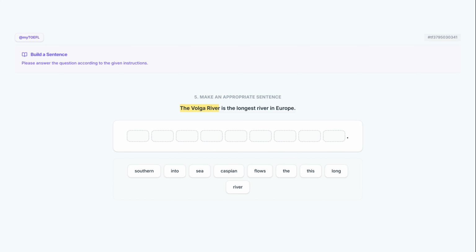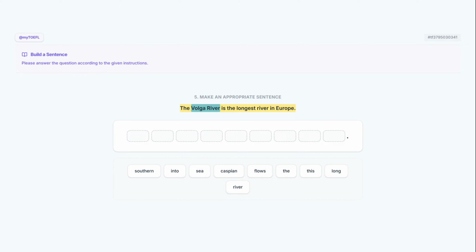The Volga River is the longest river in Europe. This context identifies a specific geographical feature, the Volga River. In a logical sequence, we should expect further details about its flow or its destination in the following sentence. Now, let's arrange our scrambled words to form the correct sentence.